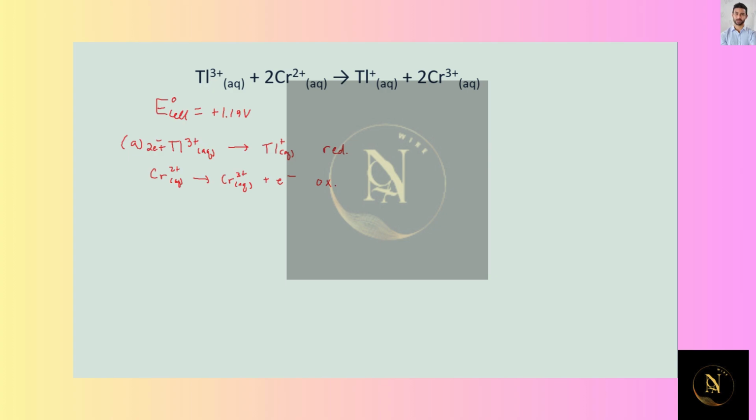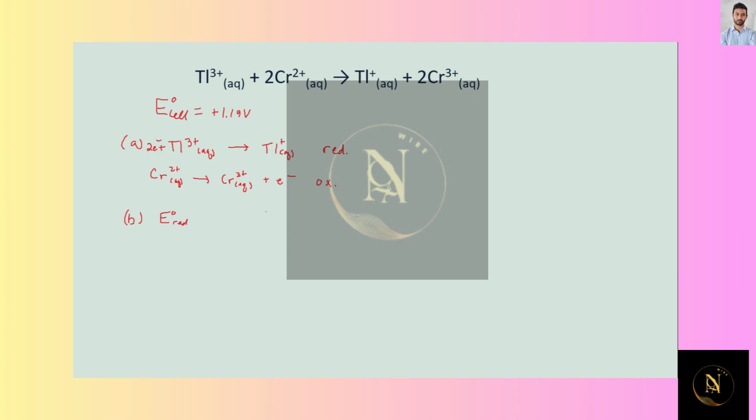In part B, we're asked, what is the standard reduction potential? By using data from Appendix E, determine the E standard potential for the reduction of Tl3+ to Tl+. So what we're trying to find is the reduction potential for our reduction reaction.